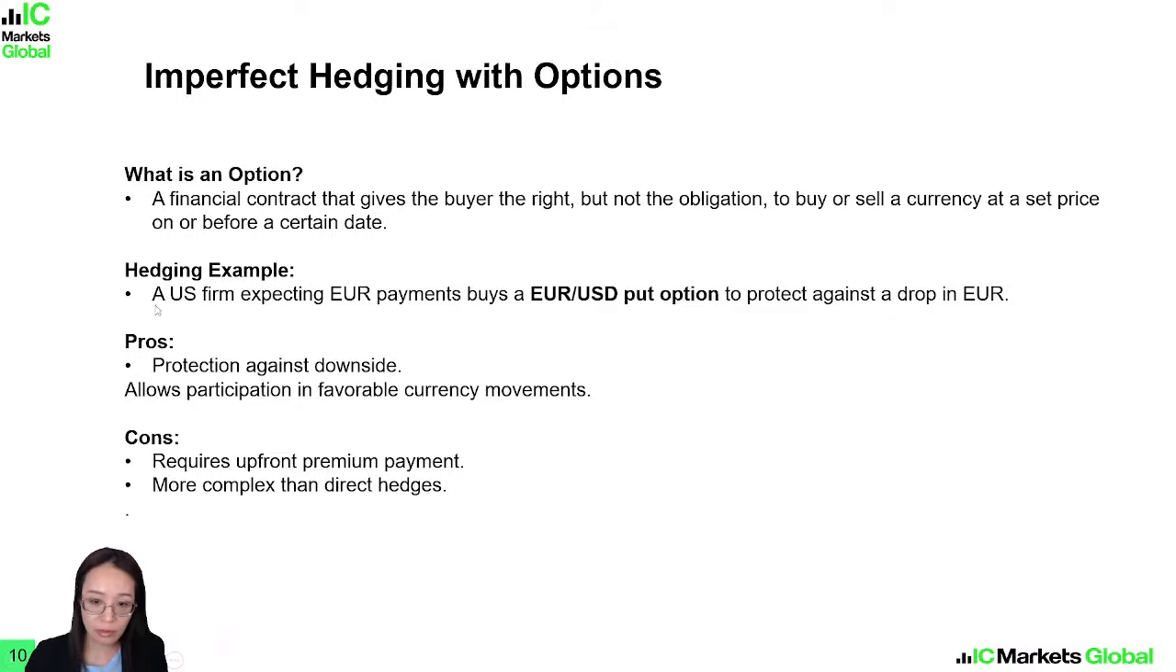Hedging example: a US firm expecting a payment in EUR buys a put option to protect against a drop in EUR. There are pros and cons as well. Definitely protection against downside, and it allows participation in favorable currency movement. The cons are it requires an upfront premium payment and is more complex than direct hedging.